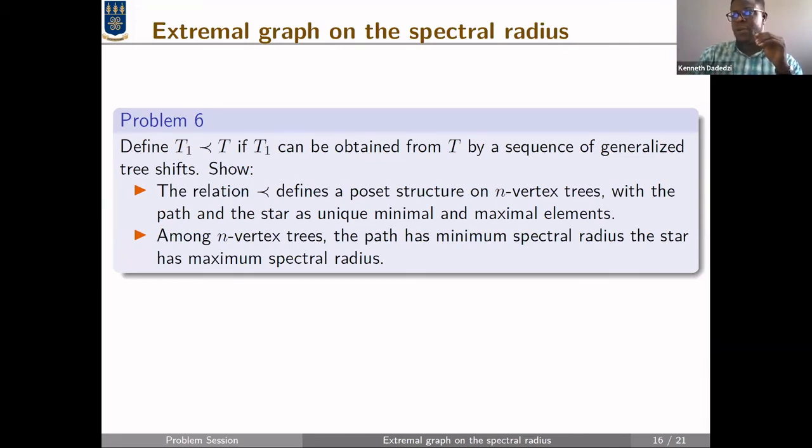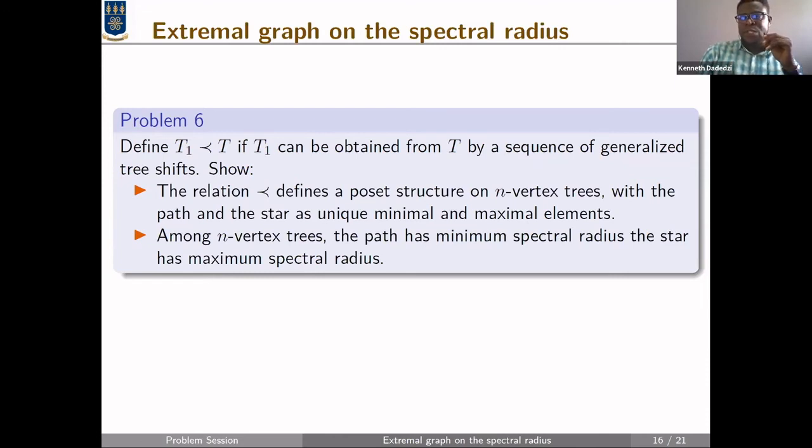There is an operation called a generalized tree shift, and I think Stefan had a brief introduction to that. This generalized tree shift gives a poset structure to all trees of order n. It turns out that the path and the star are the unique minimum and maximum elements. With this idea, we can show that the minimum and maximum spectral radius is attained by the path or the star.